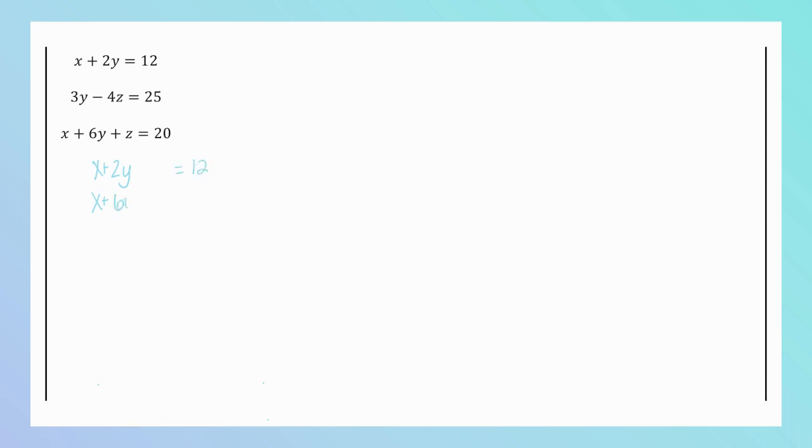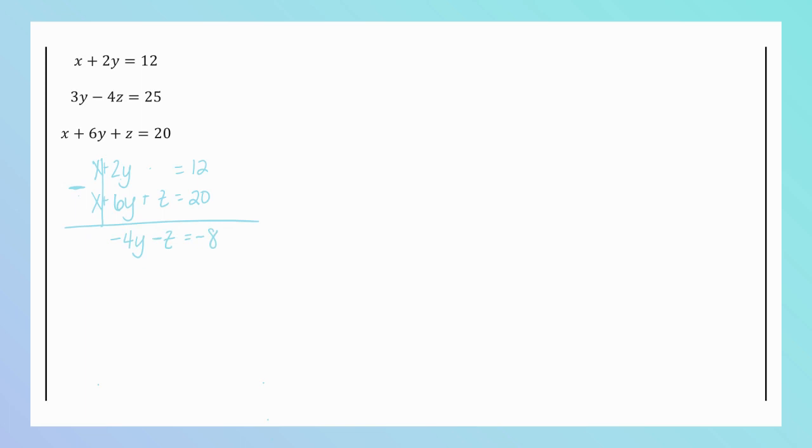X plus 6y plus z equals 20. Since I didn't have a z in the first equation, I'm just going to leave a blank spot for it. And when I'm adding or subtracting these, I just won't do anything with the z, okay? In fact, I'm going to be subtracting because x minus x is 0. And I'm going to take 2y minus 6y, which is negative 4y. Nothing minus z is minus z. And 12 minus 20 is negative 8.